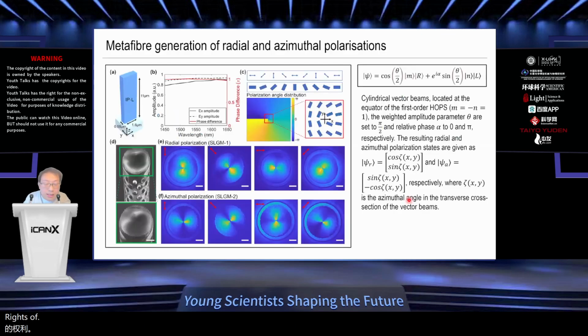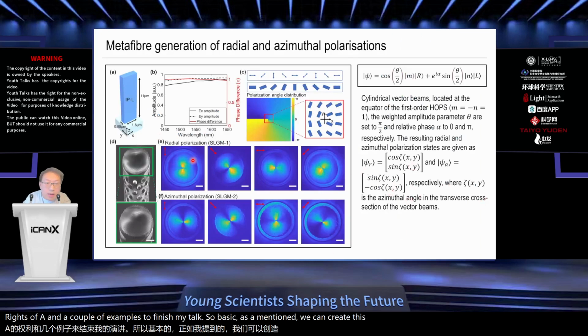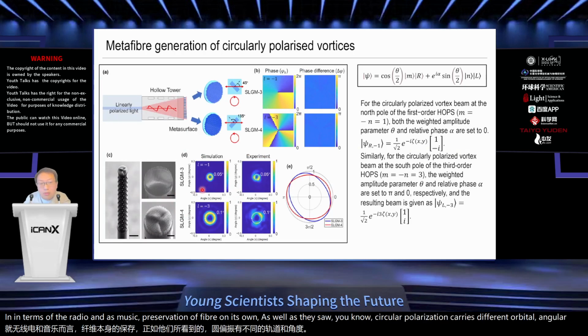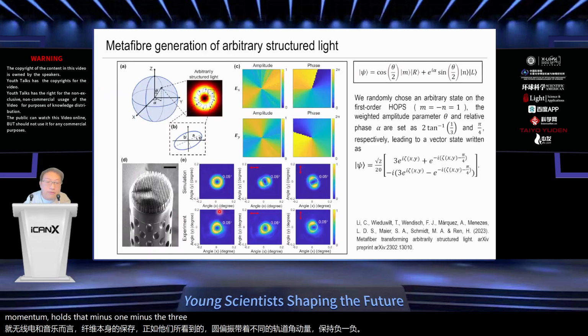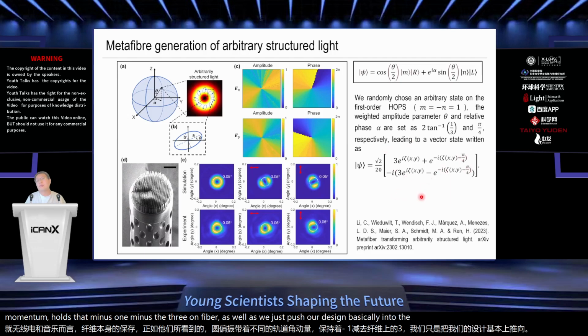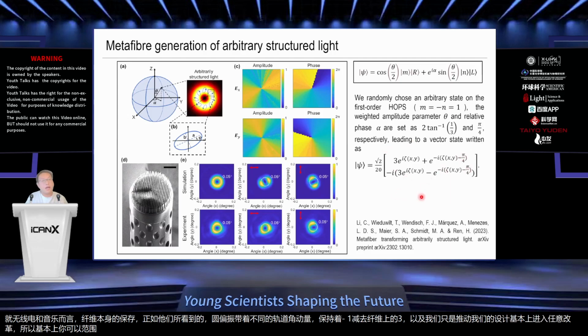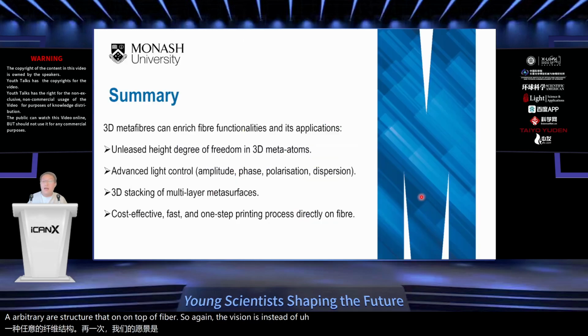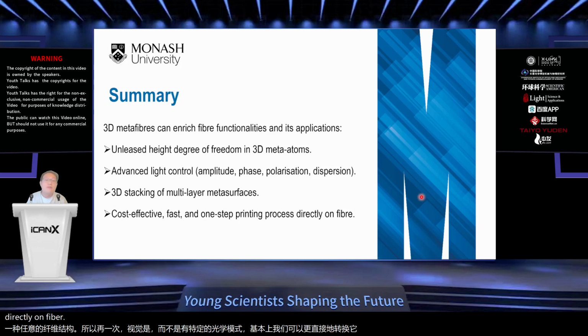Right. So, a couple of examples to finish my talk. As I mentioned, we can create this arbitrary polarization in terms of the radial and azimuthal polarization on fiber, as well as circular polarization carrying different orbital angular momentum modes, that is -1, -3 on fiber, as well as we just pushed our design basically into the arbitrary form. So basically, you can reach arbitrary structure on top of fiber. So again, the vision is instead of having the particular optical modes, basically we can transform that mode directly on fiber and deliver to our user, right?